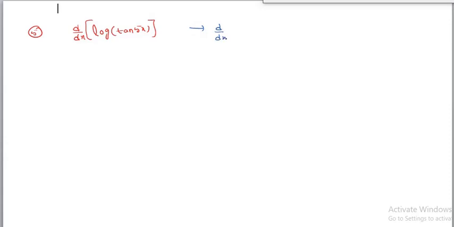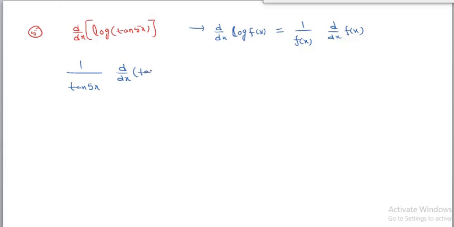Next, d by dx of log tan 5x. The formula is d by dx of log f of x equals 1 by f of x times d by dx of f of x. So 1 by tan 5x times d by dx of tan 5x.